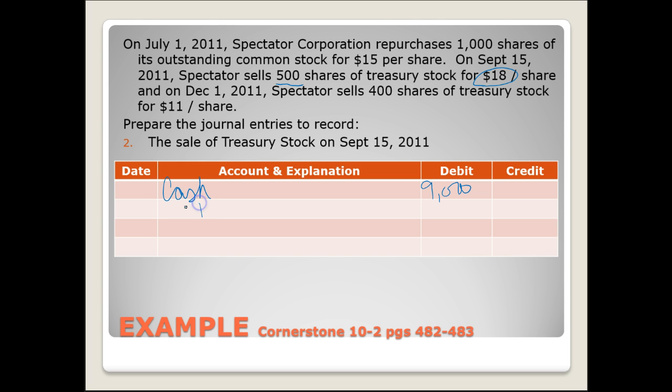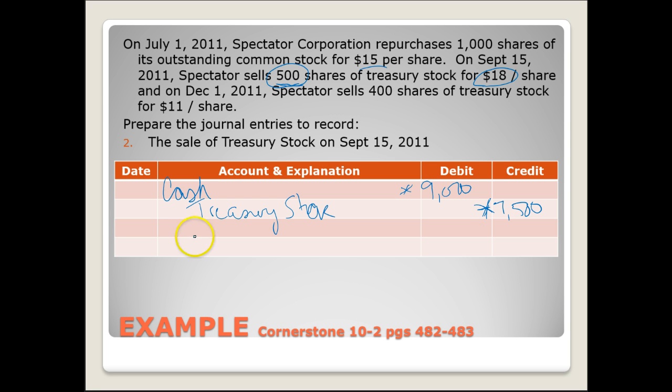We're also going to have to remove some of the value sitting in our treasury stock account. If you recall, we originally had $15,000 sitting in there. We're going to remove 500 shares worth of treasury stock. We had purchased them for $15 a share, so 500 times $15 a share is $7,500. If you notice, you got cash of $9,000 when you sell these things back to the public. They were worth to you only $15 a share, so $7,500.